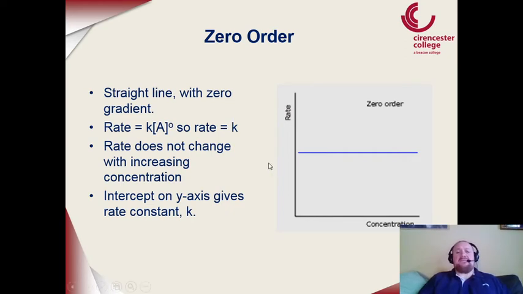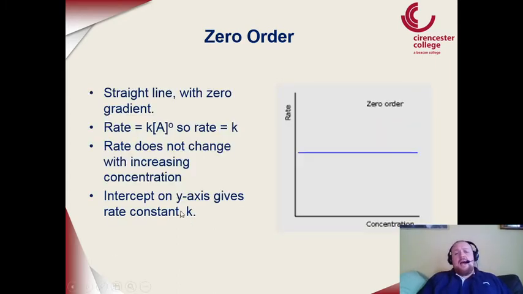The reason for that is that the rate depends on the concentration of something to the power of 0, which is always going to be a fixed value. Anything to the power of 0 is 1. So we would just have a long line going along there. We can see the zero order very, very easily.